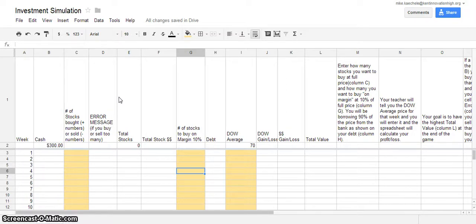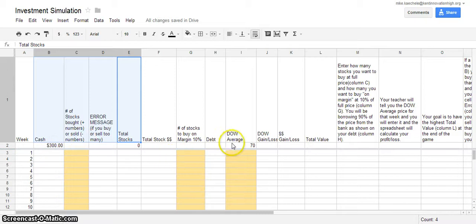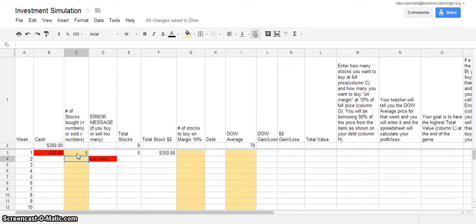So, to start off the game, everyone starts off with $300 cash right here. They then have the choice. The Dow starts, they are buying at the price of the Dow average, so one stock is going to cost $70, as seen in row J, column I here. In C3, have students type in how many stocks they want to buy. If you do the math, the maximum they can buy is four. If they type in five or a larger number, these red error messages will show up and say too many, so just have them go back and fix it. They can type in four stocks. That's the maximum.